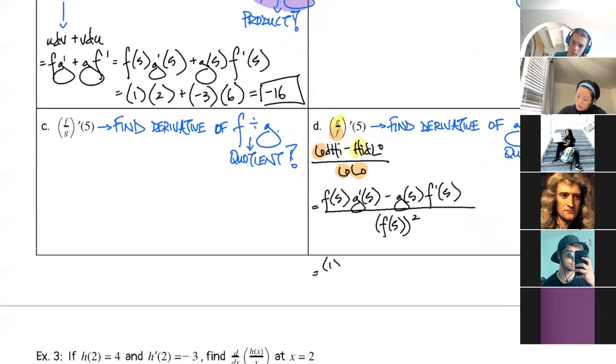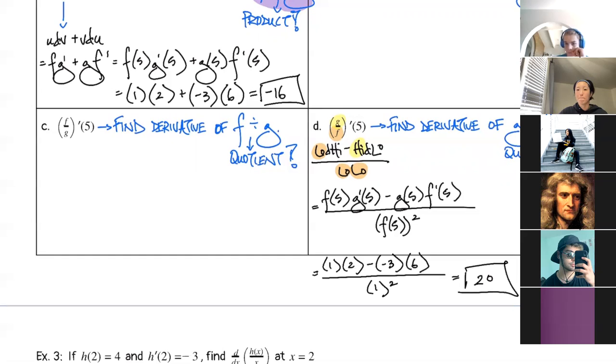We're going to see a 1 times 2 minus negative 3 times 6 all over 1 squared. And I believe that gives you an answer of 20. And so what does that 20 mean? Can someone explain to me what the 20 means?